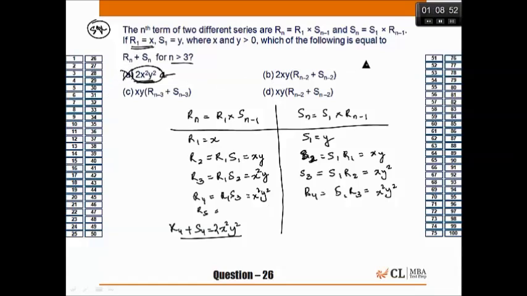Okay, I put n equal to 4, R2 plus S2, that is XY plus XY, 2xy, that makes it 4xy, not the answer. Xy into R2 plus 2xy, with 2x square y square. Okay, D. This is great.